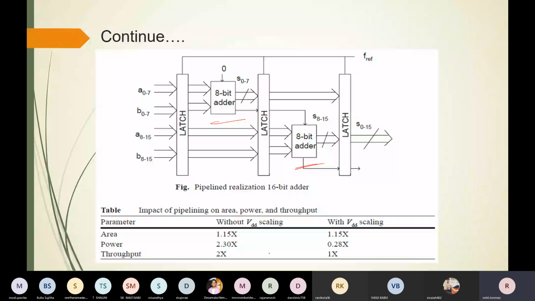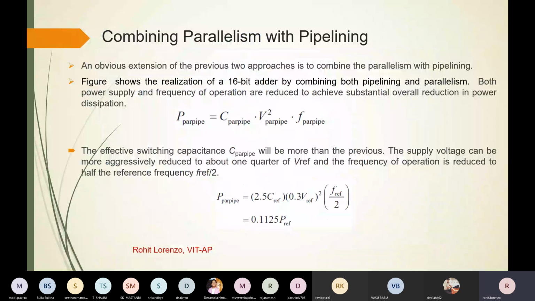You can see with VDD scaling, versus without VDD scaling, the area is this much, power is this much, and this is the throughput. You can notice the power dissipation is decreased and throughput is better, so we achieve both with the pipelining technique. Another technique: we can achieve more advantages by combining both parallelism and pipelining. If we combine both, we can reduce power dissipation even more.